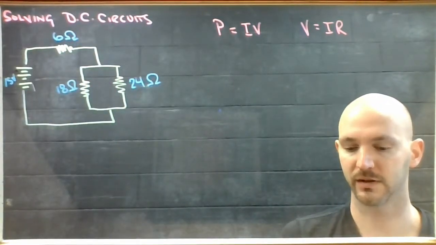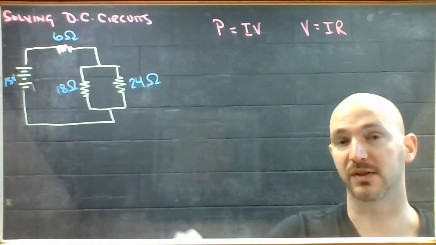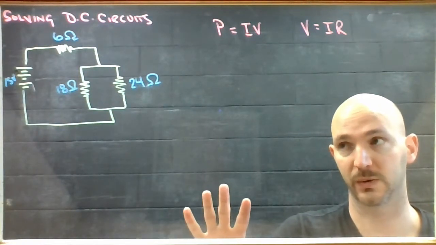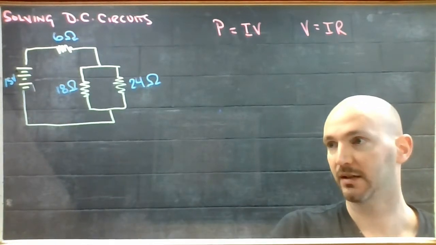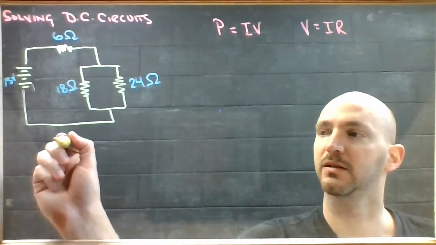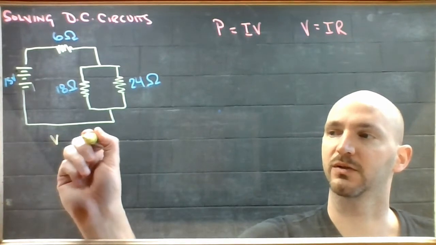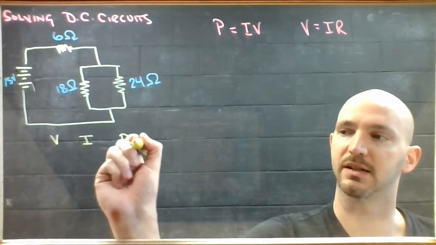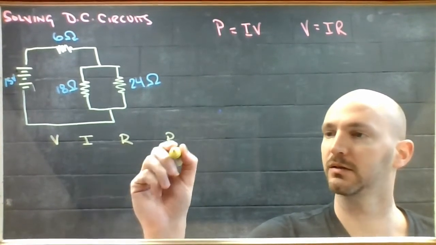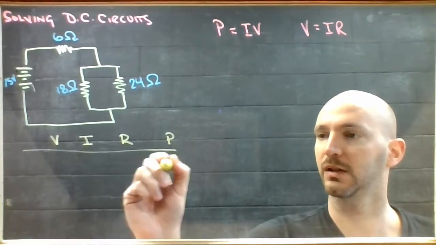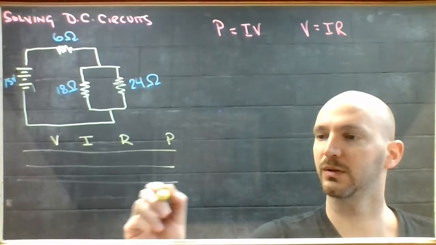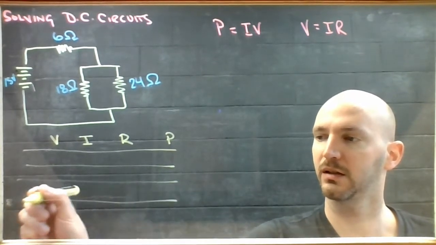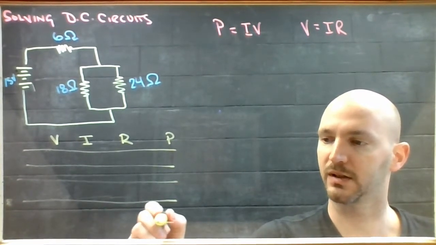All right, so looking at this particular circuit, I have 4 components: 1, 2, 3 resistors, and 1 battery. So I'm going to build myself a chart. Voltage, current, resistance, and power for 1, 2, 3 resistors, and 1 battery.